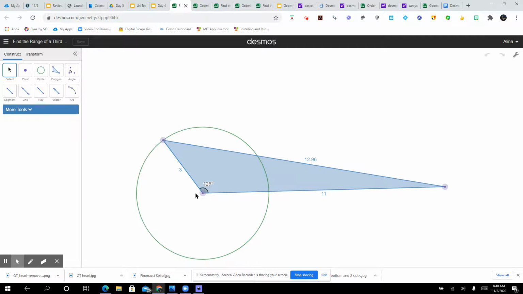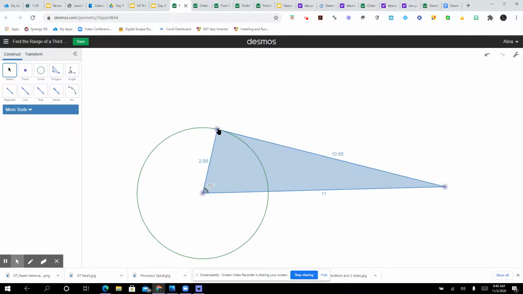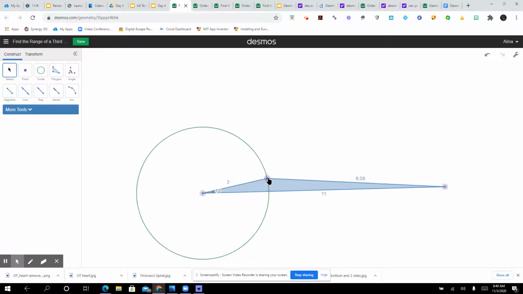So if I have a side of 3 and a side of 11, I can make lots of different triangles. I don't know what this side is. That's what I'm asking you. If I keep that side of 3, but I make a really acute angle, we know it can't be flat, but I can make it as acute as I possibly can. Then 11 minus 3 is going to give me 8. As this triangle closes and becomes flat, that side is going to approach 8. It's never going to actually touch 8, but it's going to approach 8. So 11 minus 3 is 8.